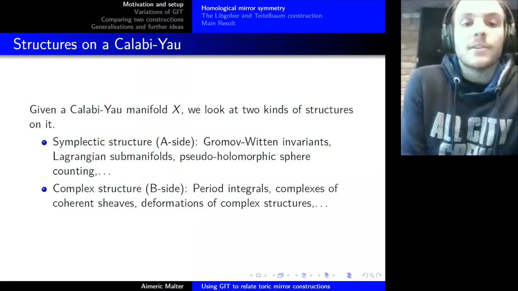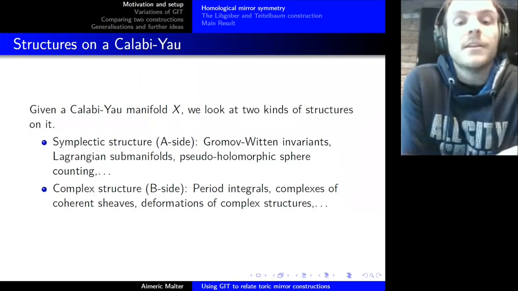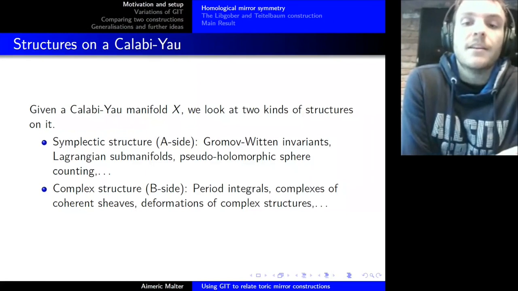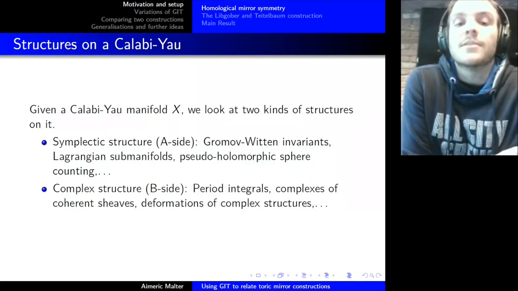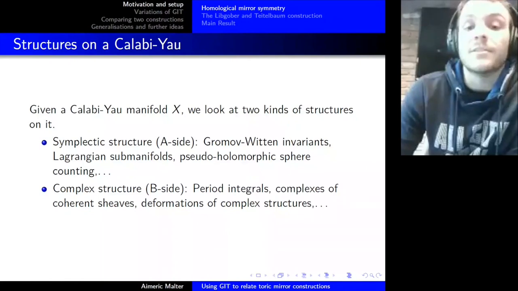So if we have a Calabi-Yau manifold X, there are two kinds of structures that we want to look at. The first is the symplectic structure, which is known as the A side. It's like Gromov-Witten invariants, Lagrangian submanifolds, sphere counting, curve counting, all these things of symplectic topology. And the second is the complex structure, the B side. That would be like period integrals, coherent sheaves, deformations, and that's more the algebraic geometry side, which I'm more comfortable with.